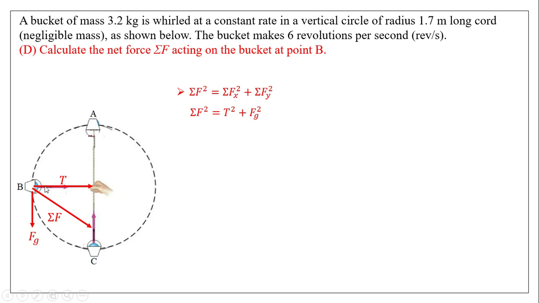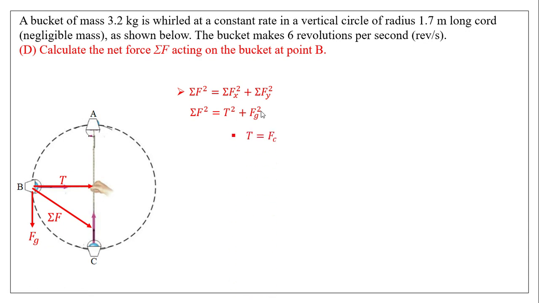So if you look at this diagram correctly, net force in the x direction is my T. Hence, I replace F of x with just T, and I want to square that. In the y direction, it's just F of g, so I want to replace net force in the y direction, which is F of g, so I want to square that as well. So here we have T squared plus F of g squared.